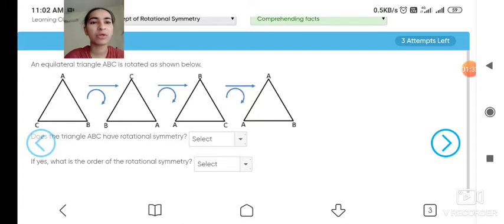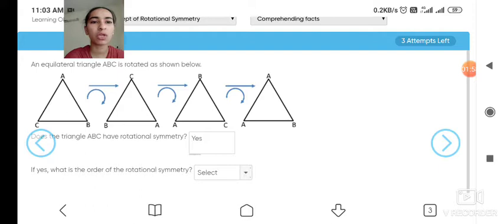Let's take the next example. An equilateral triangle ABC is rotated as shown below. The equilateral triangle means all sides are equal. If I rotate that, you can see it gives the similar first figure, but the points will be different. Now, does the triangle have rotational symmetry? Yes, it has rotational symmetry. Why? Because if I rotate it, it gives the first figure. Now see, in the second rotation, I have rotated that, so it gives the first figure. That means it has rotational symmetry.